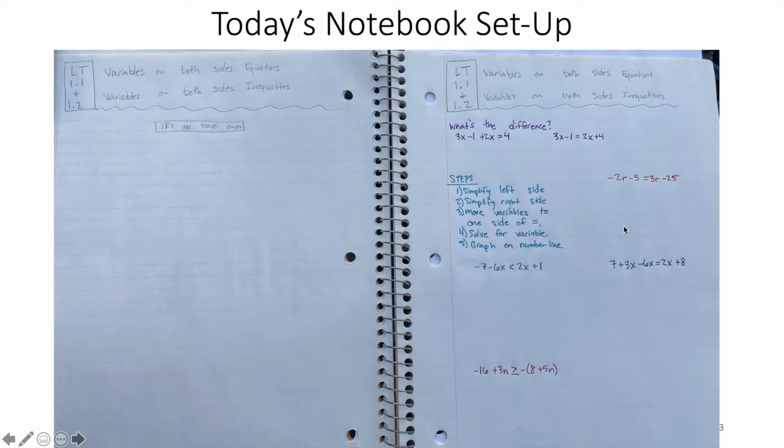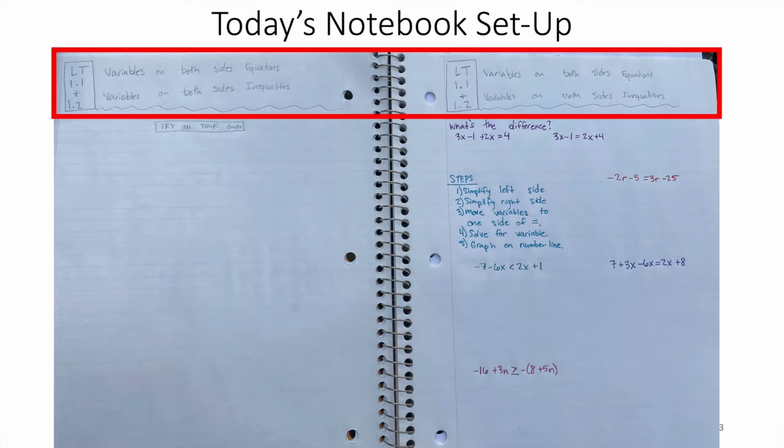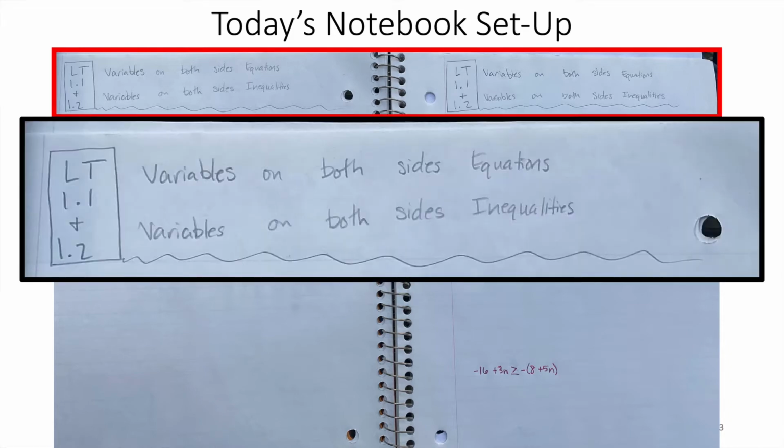All right, guys, let's go ahead and set up our notebooks for today. So at the very top of both pages, the left and the right page, we should be putting Learning Target 1.1 and Learning Target 1.2 variables on both sides of equations and inequalities. If you need more time, please pause the video now while you write.